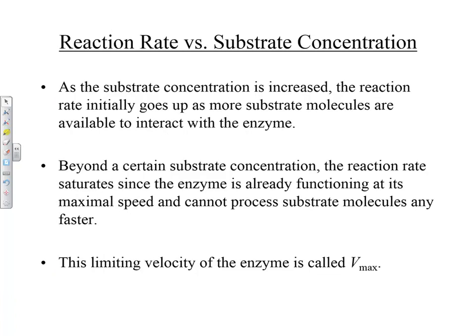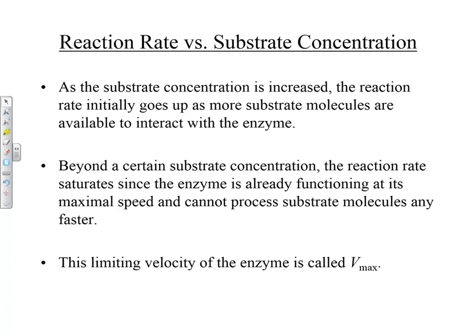Now we move on to the mechanics of reactions between an enzyme and its substrate. Remember, the molecule that the enzyme acts on is called the substrate. So suppose you have an enzyme. As you bring in more and more substrate, initially the enzyme is able to function more and produce more of the product. Enzyme is a catalyst. So as the substrate concentration is increased, the reaction rate initially goes up as more substrate molecules are available to interact with the enzyme.